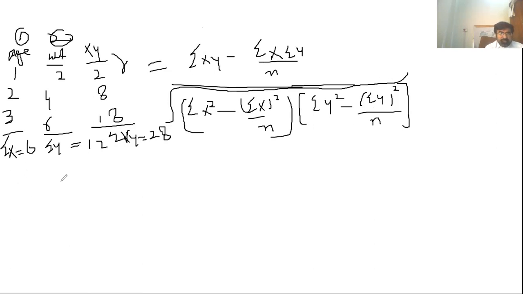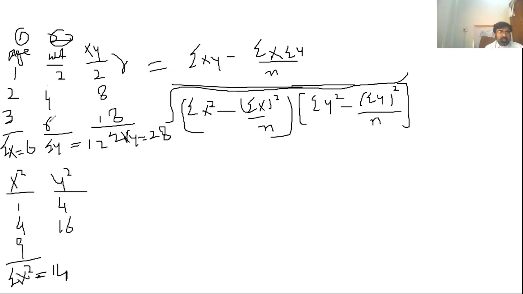Let's move ahead for x square. For x squares, you have to take the square of all the values of x. 1 square is 1, 2 square is 4, 3 square is 9, and then you have to add up, and that becomes 9, 4, 13, and 14. And again, you have to take the square of all the values of y. Taking the square of 2, that becomes 4. Taking the square of 4, that becomes 16. Taking the square of 6, that becomes 36. And when you add up, that becomes sigma y square, which is 4 and 16, 20, and 36, that becomes 56.